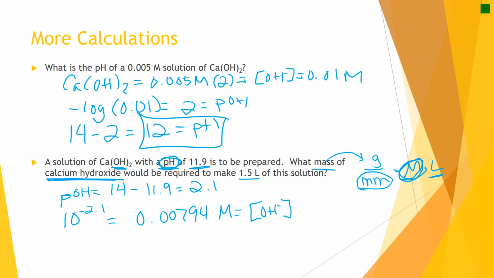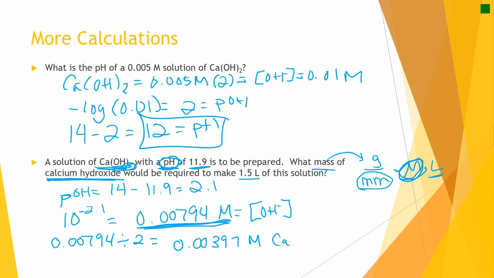But similar to previous problems, calcium hydroxide gives off 2. So this number that I just solved for is twice as much as the Ca(OH)2 would be giving. So what I need to do with this is divide it by 2. And so I end up with 0.00397 molar of Ca(OH)2. So that's my concentration that I need to end up with.